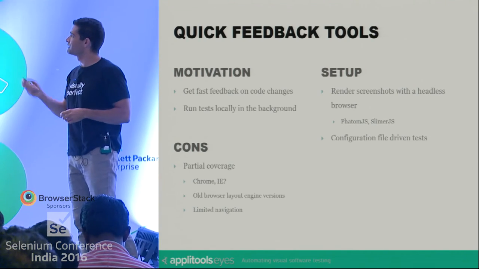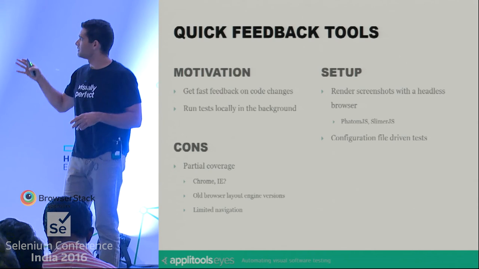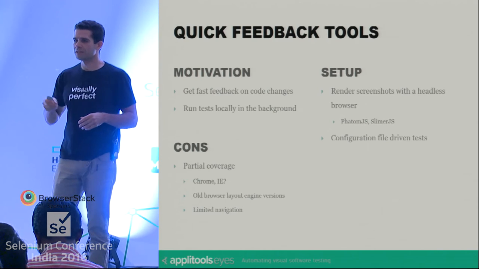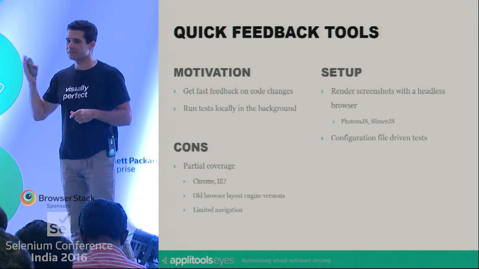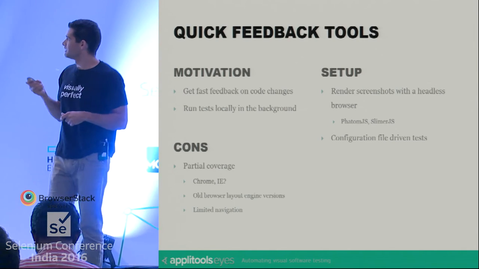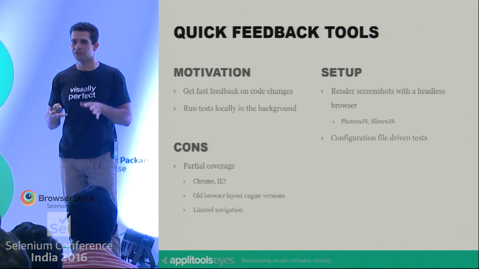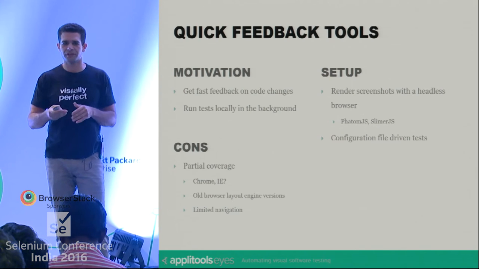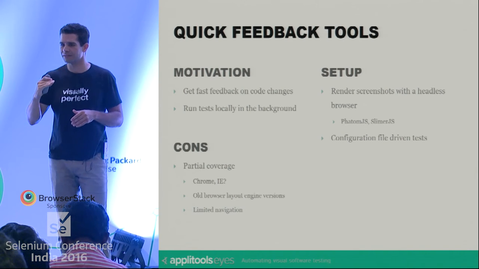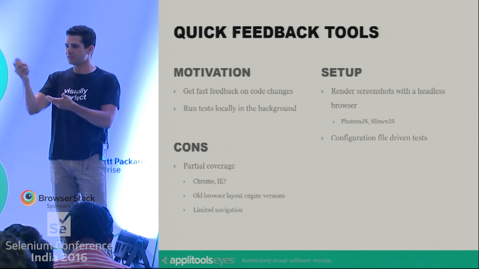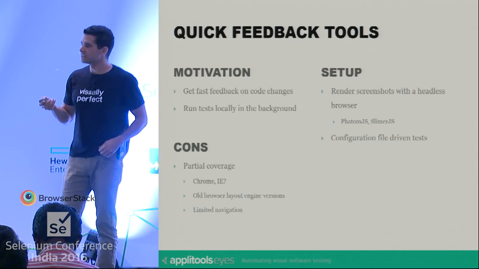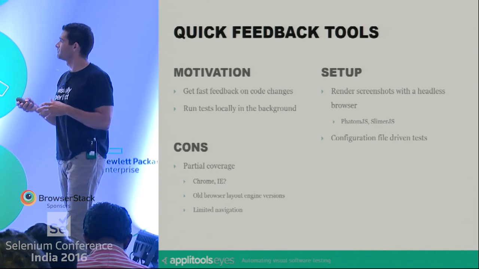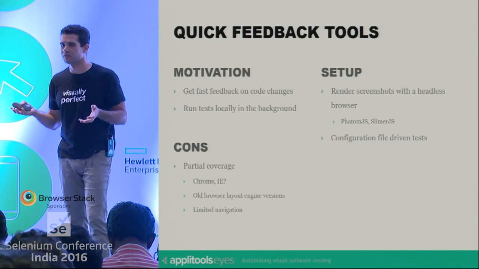The first is the quick feedback tools. They share a similar setup where the tool renders the screenshots with a headless browser, such as Phantom.js and Slimer.js. And the tests are driven by a configuration file. Usually this configuration file will consist of a list of URLs that the tool will visit and render the screenshot and validate, okay? The motivation for using this category of tools is to get fast feedback on code changes.